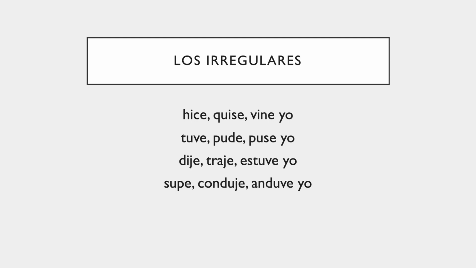The beginning, HIC, is what you start with. All of the E's on these verbs tell you that they are conjugated in the yo form. So to make it easier for you, just repeat after me. Hice, quise, vine, yo. Tuve, pude, puse, yo. Dije, traje, estuve, yo. Supe, conduje, anduve, yo.